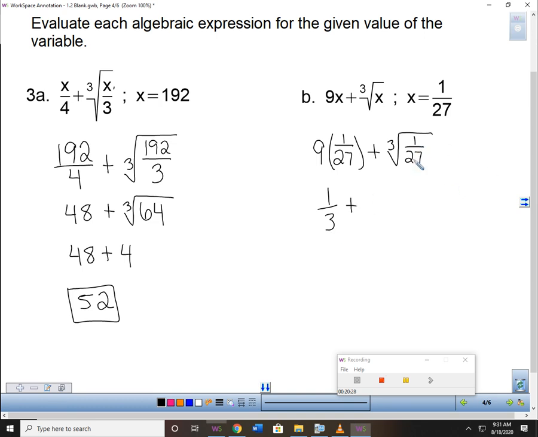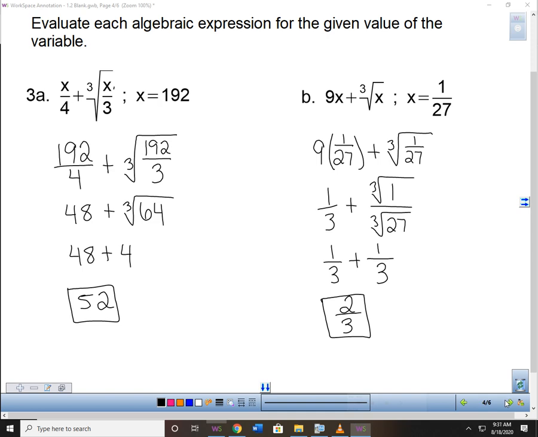Now, 1 doesn't divide by 27, so we're going to have to cube root the 1 on the top, and then we're going to have to cube root the 27 on the bottom. So I've got 1/3 plus, what is the cubed root of 1? 1. And what is the cubed root of 27? 3. And if we add 1/3 and 1/3, we get 2/3. Right? Remember, when you add fractions, you don't add the bottoms. They just have to be the same. So 1/3 and 1/3 makes 2/3. Okay.